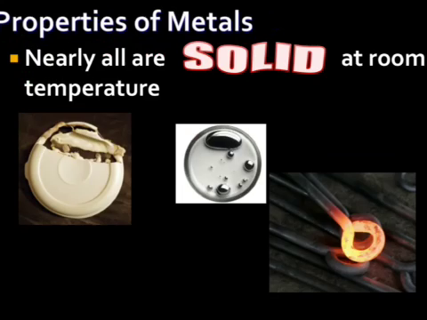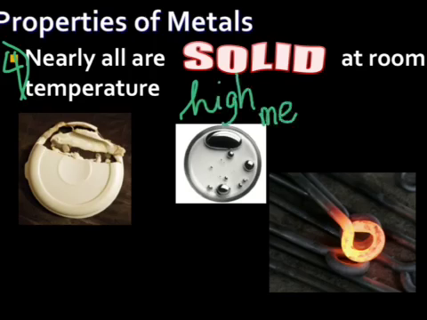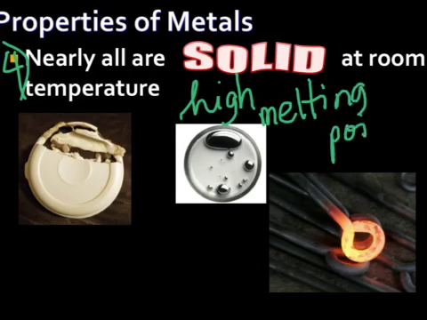Another property of metals, I think this is number 4, is that nearly all of them are solid at room temperature, and they have a high melting point. So you have to heat them up quite a lot before they will melt, most of them, which is a useful property, of course. The one exception is mercury, which is pictured here. Mercury is a liquid at room temperature, but most metals are solid at room temperature.